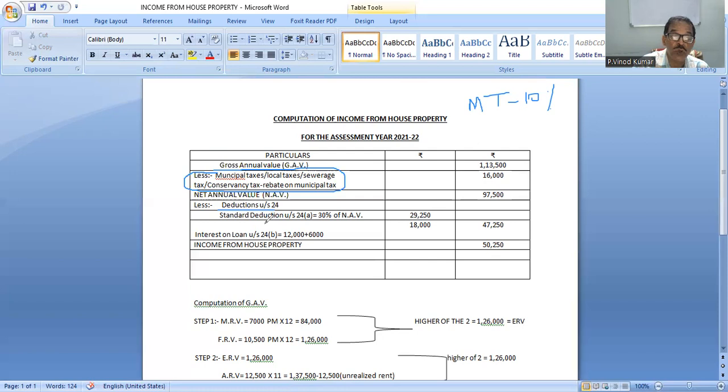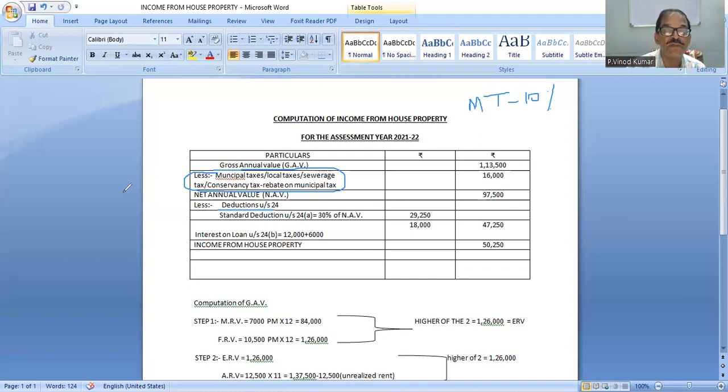Now, in interest on loan, even if it is due, you can allow reduction under section 24B. In the problem, due is 6,000, paid is 12,000. Even if it is due, we can allow reduction for interest on loan under section 24B. So 12,000 is already paid, 6,000 is due, total 18,000. Total deductions is 47,250, and from 97,500 you subtract 47,250, you will get 50,250.